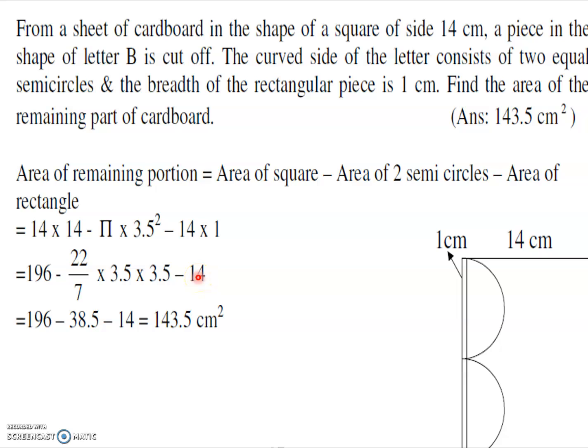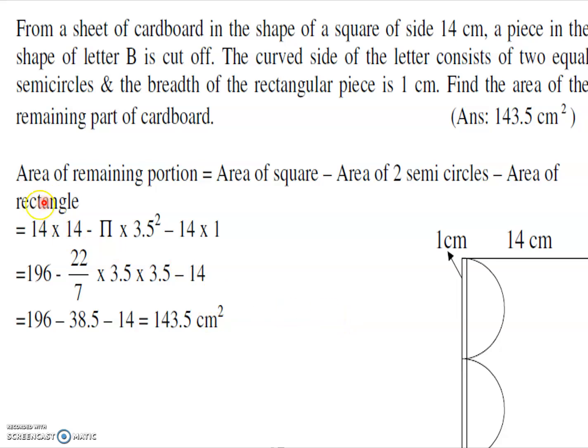Now, how did I derive the 3.5? The 14 minus 1 is 13, so 13 divided by 2 gives 3.5. That's why we derive 3.5 as the radius. Yes. Now we have to check out the format.